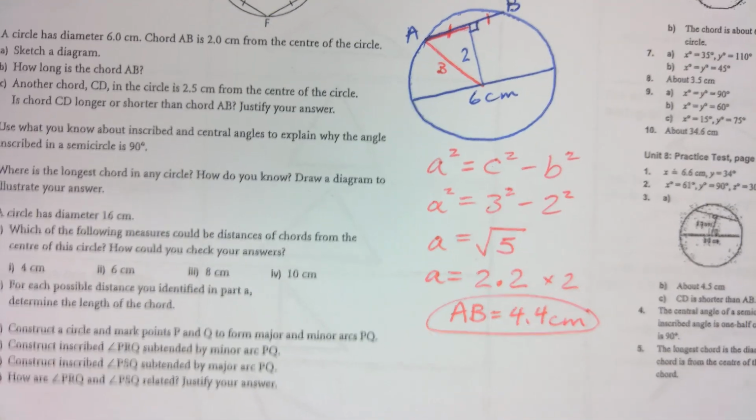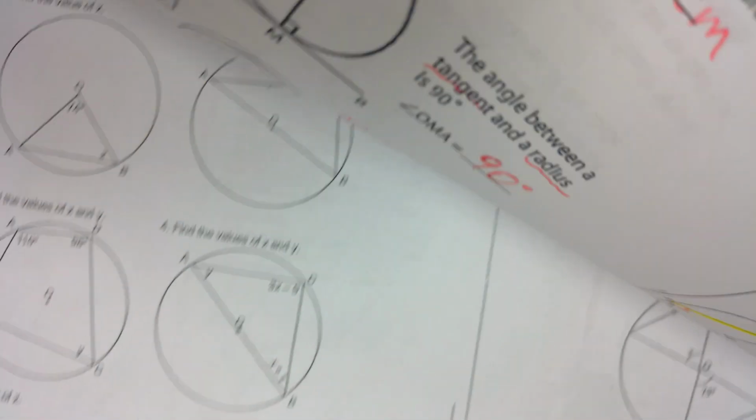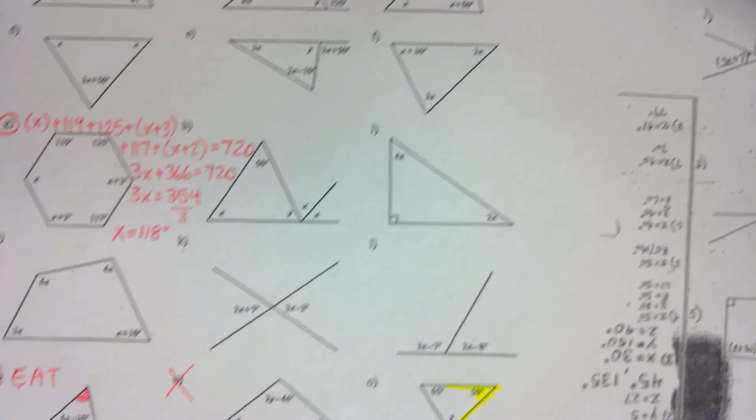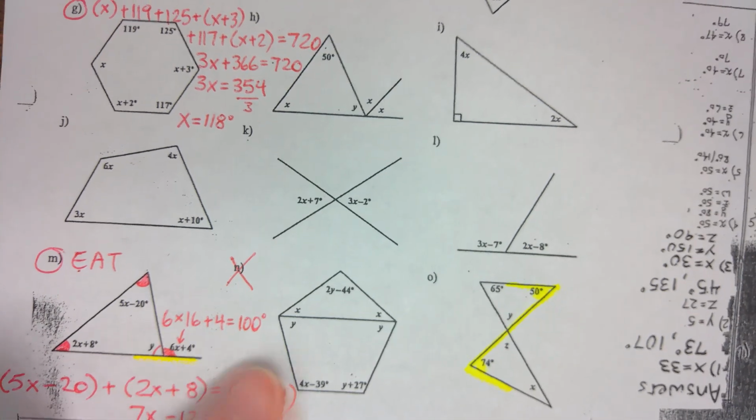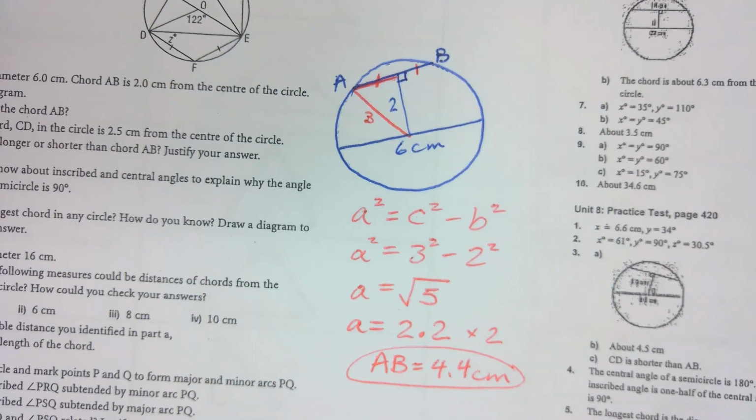So in this review, I went over the triangles: 180 plus this, 180 minus that, solving by algebra. I went over a circle question with the inscribed angle and central angle, and I also found the length of a chord using the Pythagorean theorem. Those are the main ideas you need to know for tomorrow's test.